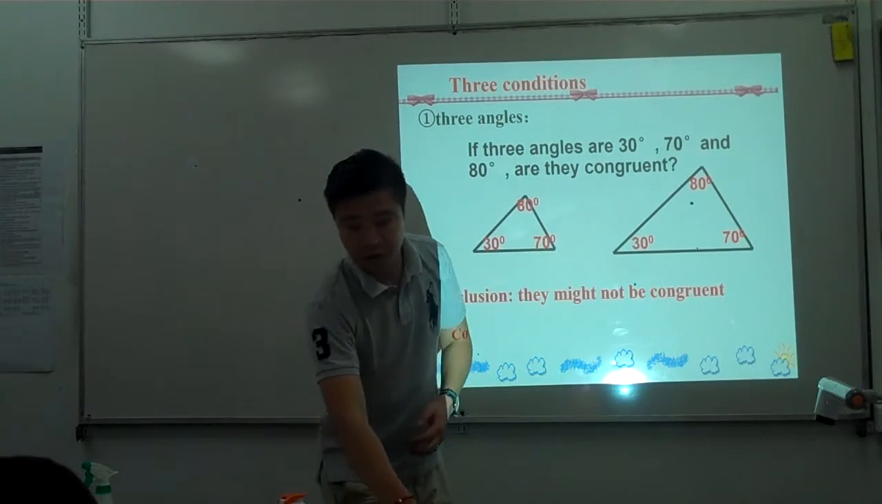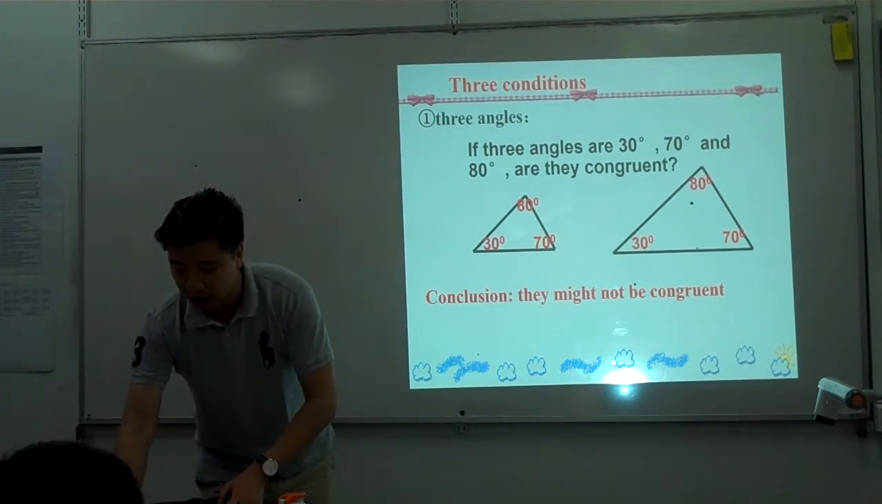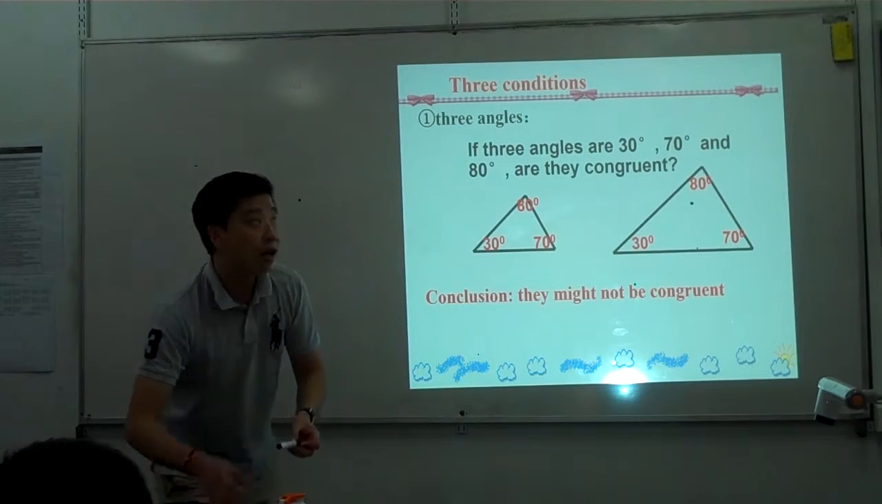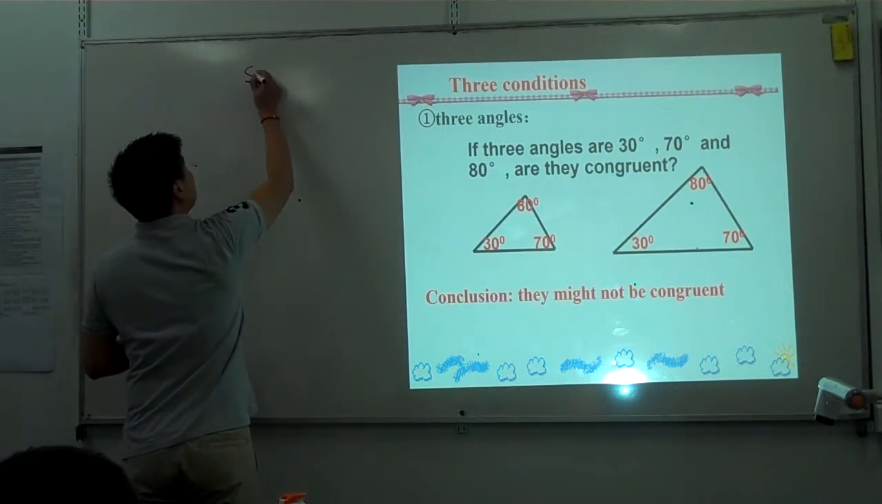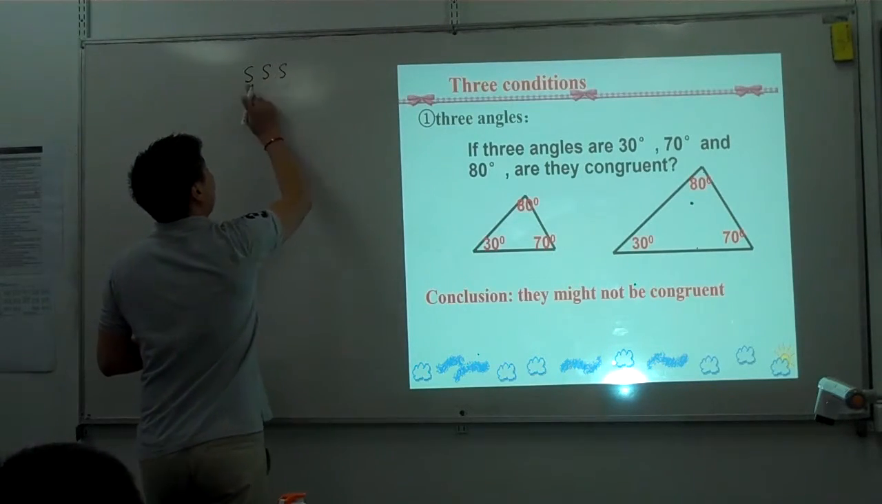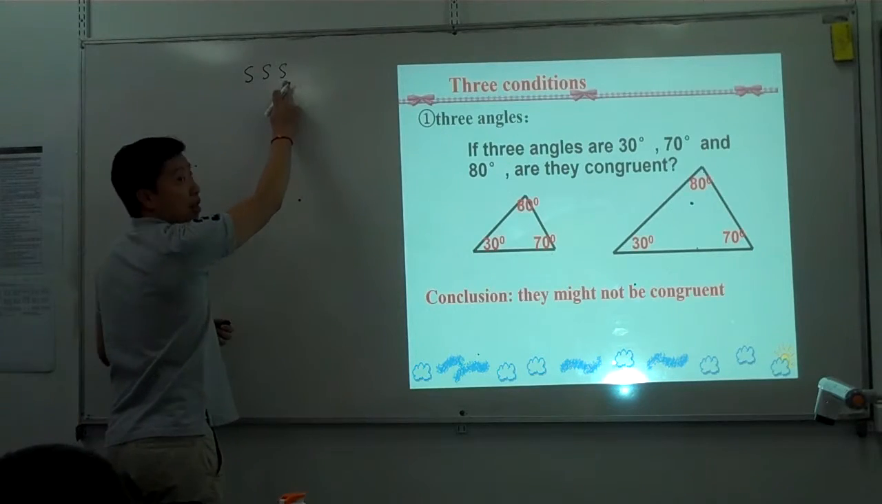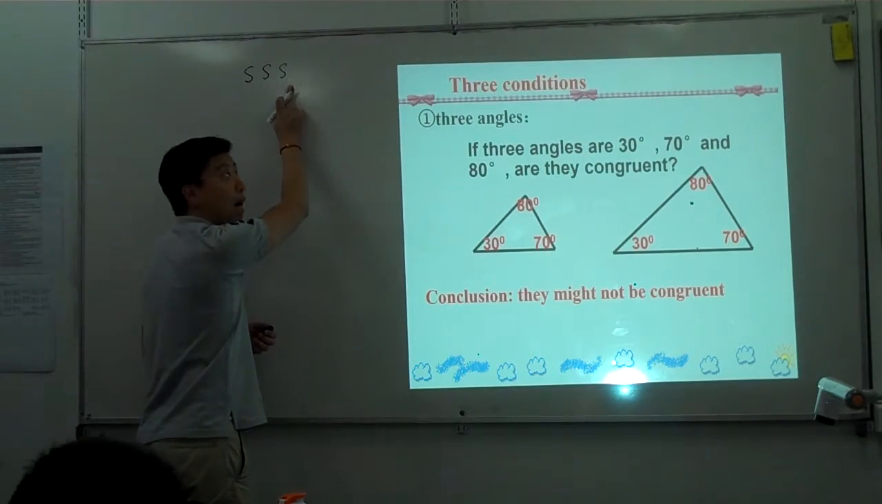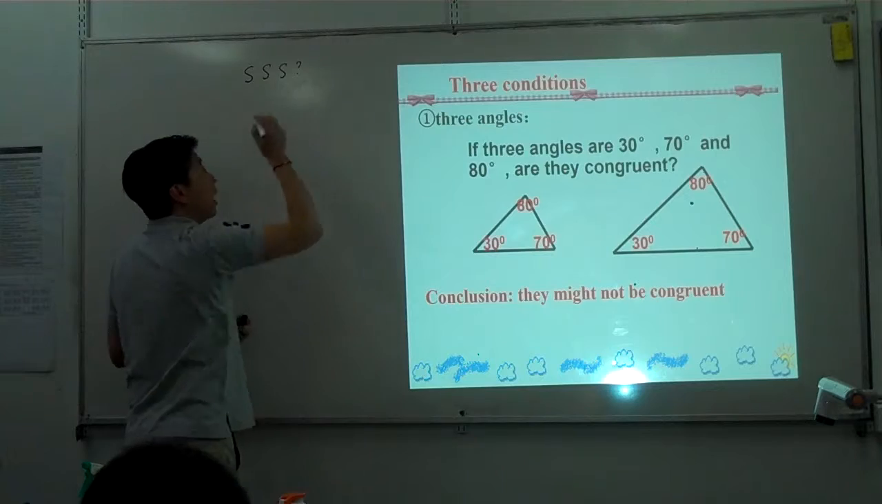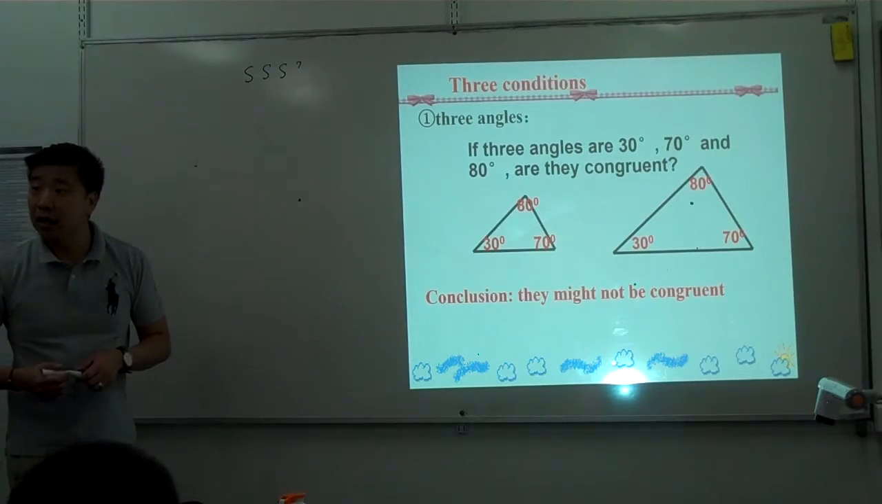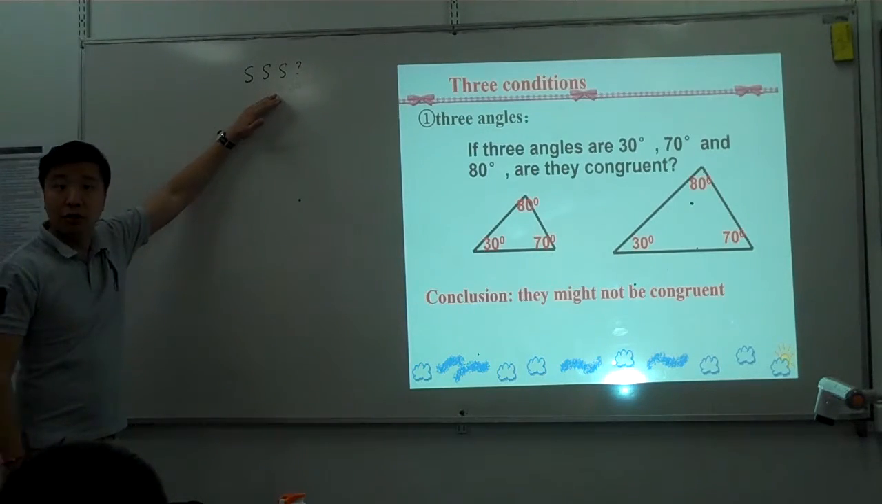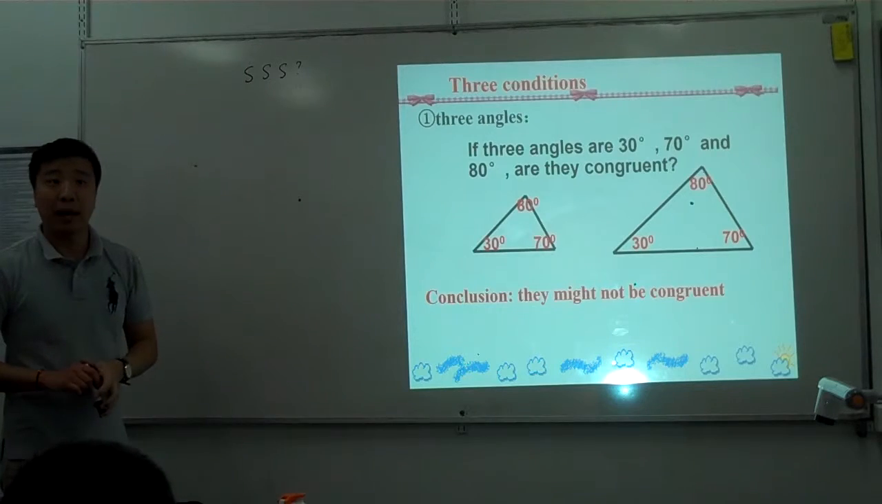So we want to talk about sides. We want to use 1 side, 2 sides, and 3 sides to prove. We want to have a look at whether sides can be used to prove 2 triangles are the same.